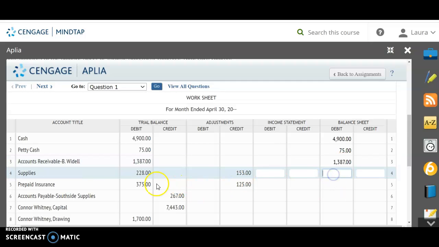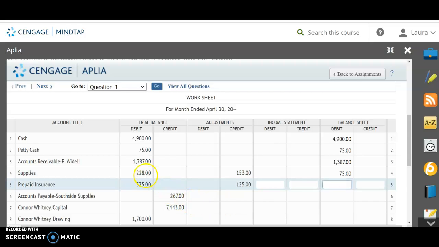Now for the supplies, we have a blocker in the path. We have a debit of $228, our beginning. What we used, $153, is a credit, so we subtract, and the balance is $75, and it remains a debit because the debit is the larger one, and it's the normal balance of supplies.